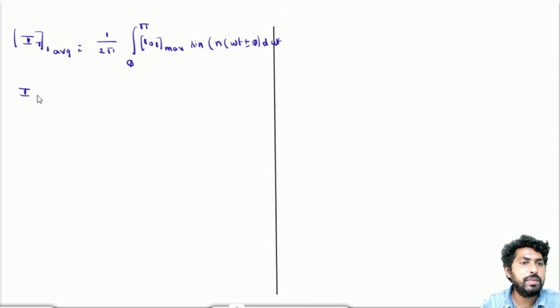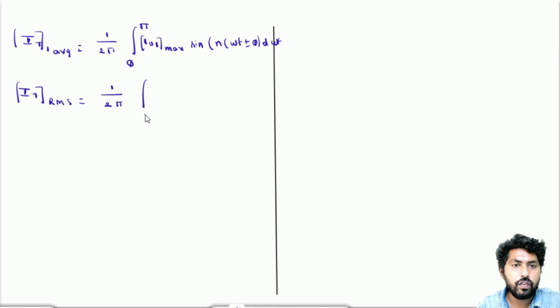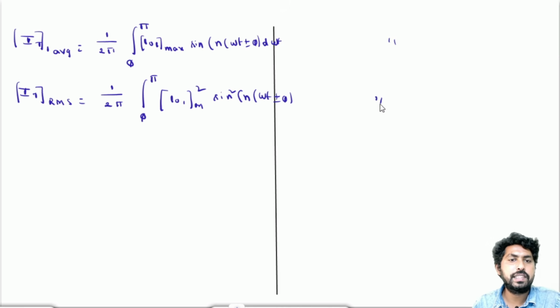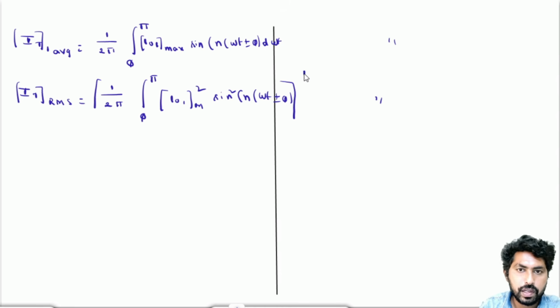So IT RMS would be 1 by 2 pi, IT1 RMS should be 1 by 2 pi, phi to pi, I01 max whole square into sine square n omega t plus or minus pi, and this is under the whole root. In both cases it will be the same, but I01 max will be different. So in both cases we will find the same analysis.